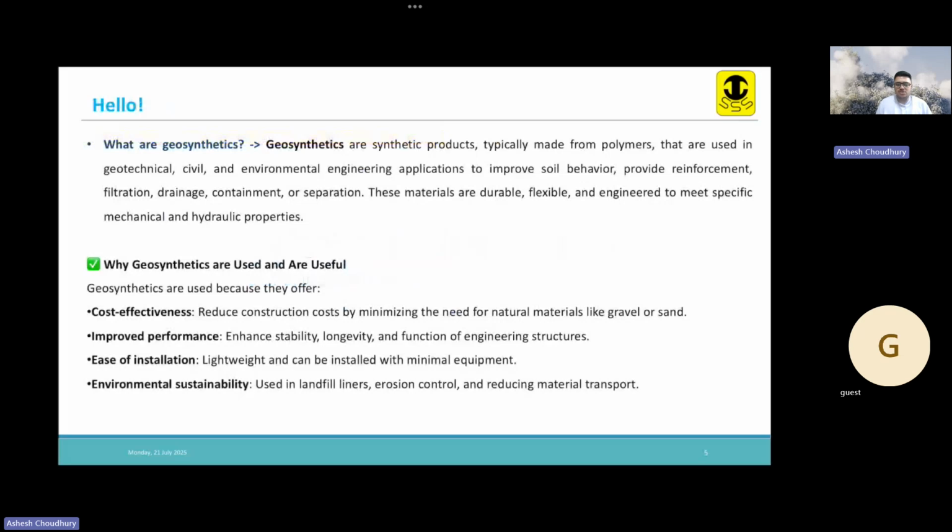Third is the ease of installation. It is lightweight and can be installed with minimum equipment, and it's also very easy to carry from one place to another. All right. Then environmental sustainability: used in landfill liners, erosion control, and reducing material transport. So all of these functions, how a geosynthetic is used, we are going to see.